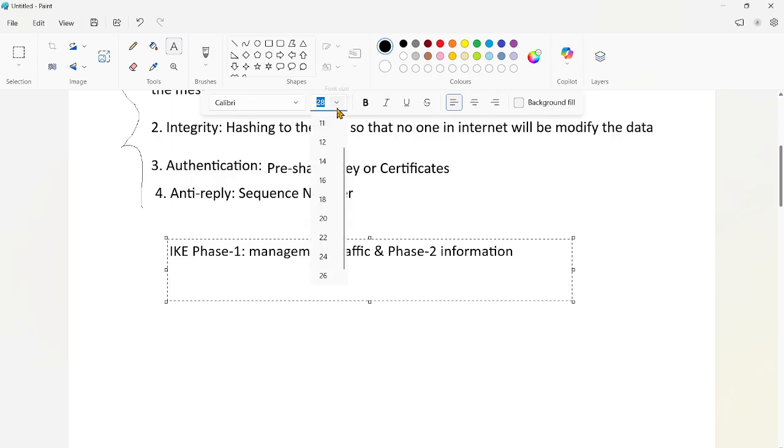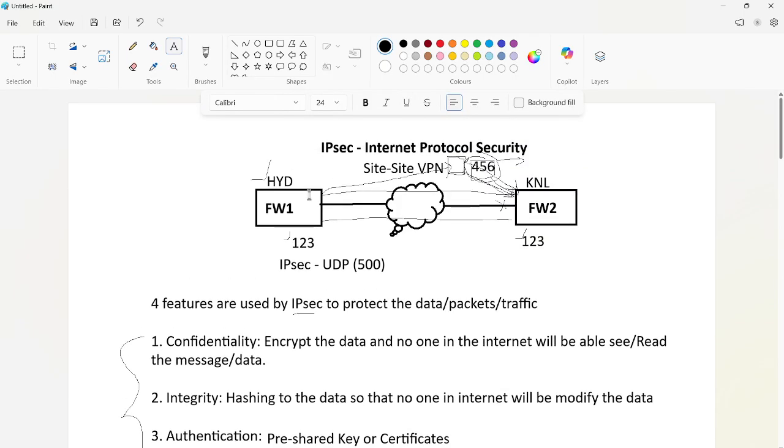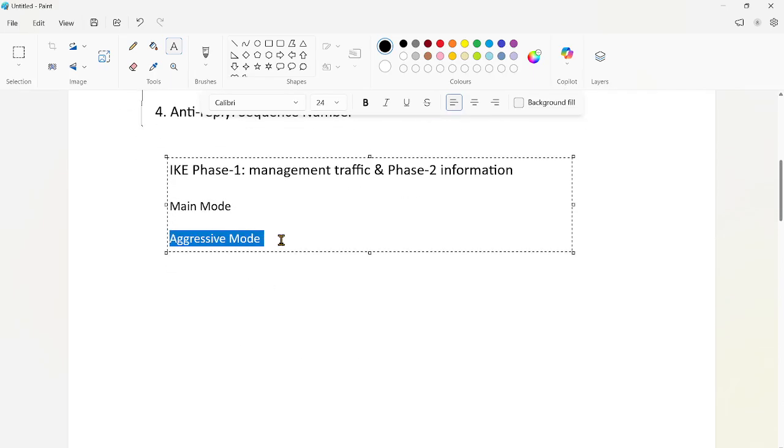So what exactly is contained in phase 1 and phase 2? In phase 1 we will have two modes. The first one is main mode, and the second one is aggressive mode. We can discuss what exactly the main mode is and how we utilize it in phase 1, and what exactly the aggressive mode is and how we can utilize it in phase 1. At the end of phase 1, we are going to learn which mode is more suitable to form a phase 1 tunnel between the branch office firewalls. So let's go with main mode first.